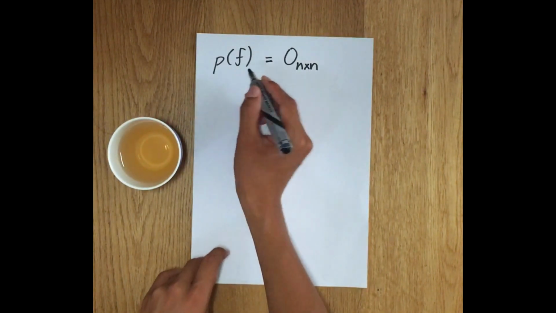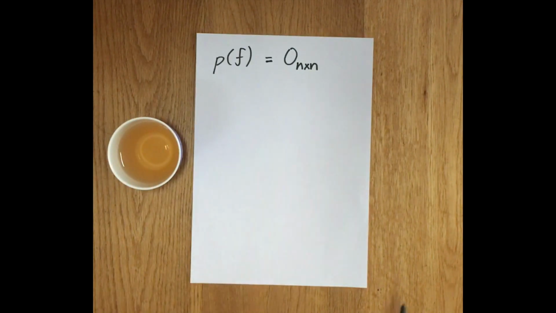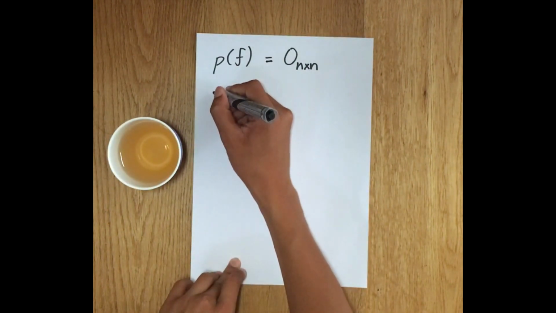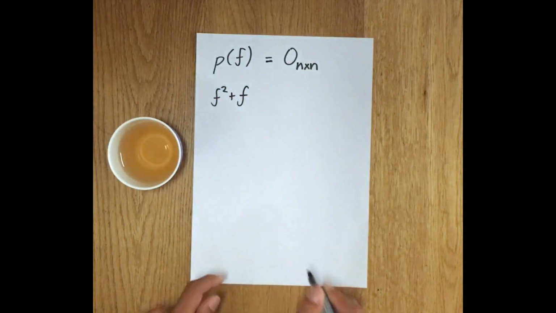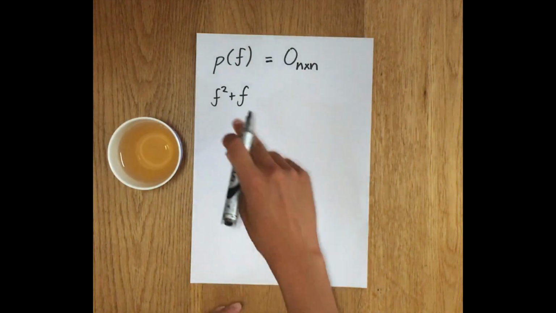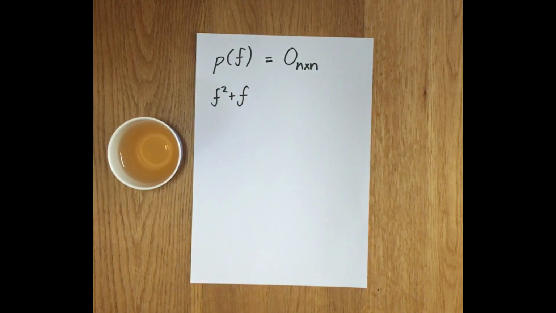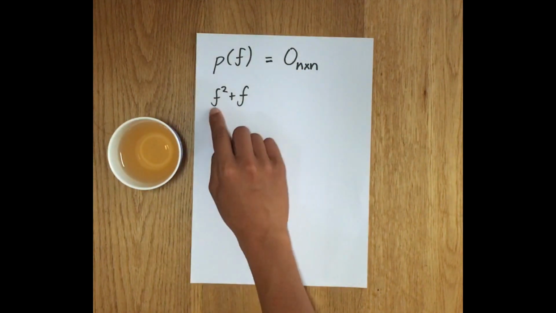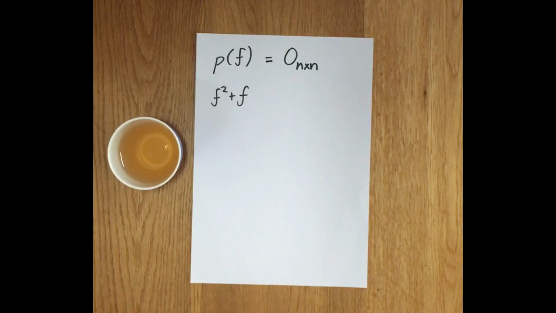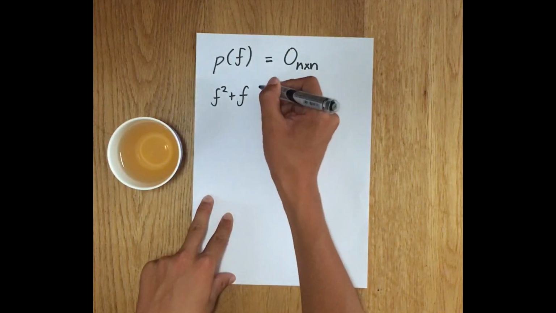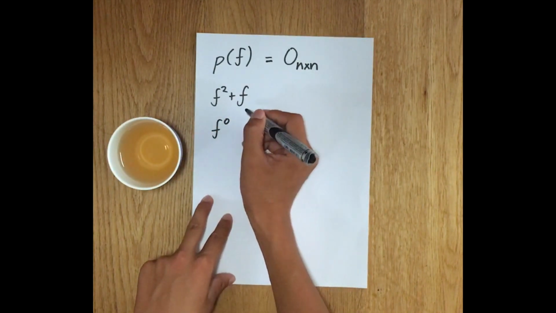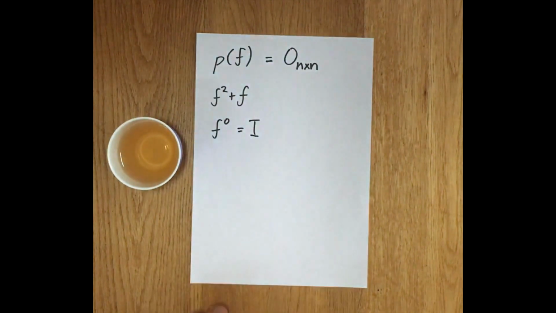So first thing you make clear, what is a polynomial of a linear map? Here are some examples. One example is f squared plus f. That is a polynomial. So here we are actually adding linear maps. We're adding matrices. And f squared means we apply f and then we apply f again. It's f composed with f. In other words, f matrix multiplied with f. And f to the 0, in this case, is the identity matrix or the identity map.